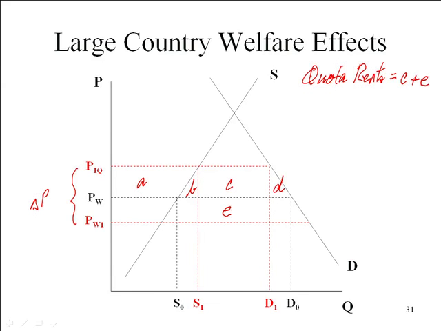If you look back at the tariff analysis for a large country, you'll see that tariff revenue was also area C plus area E. So when a government auctions off the import licenses, it will receive all the quota rents, and therefore the import quota and a tariff reduce to exactly the same thing. So let's suppose that the quota rents now are being earned inside the country. Okay?